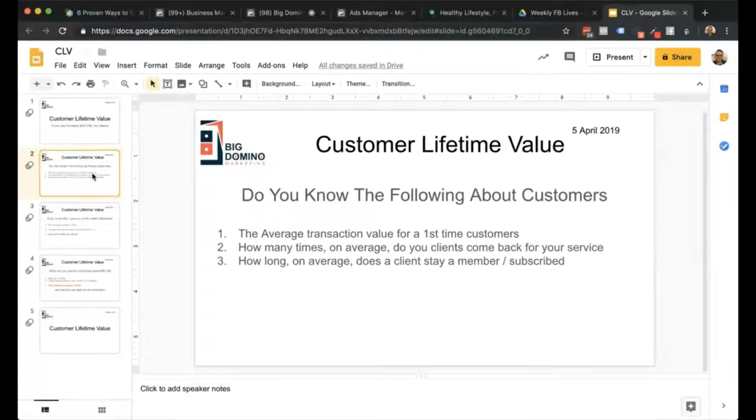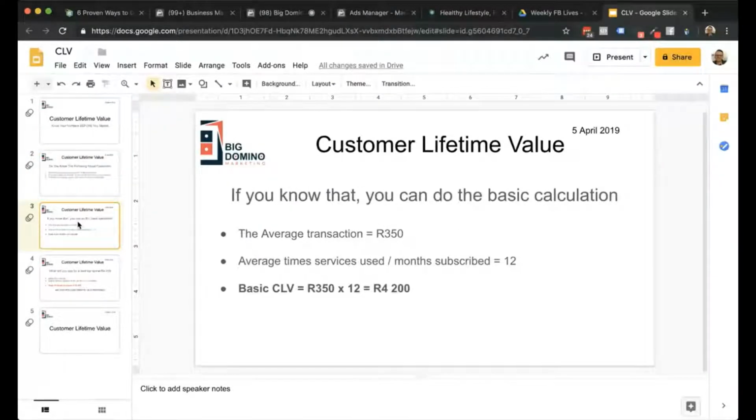Or maybe you own a gym. So that's like the next question. How long on average does a client stay a member or stay subscribed? So you own a CrossFit gym, and people come in, they subscribe, or they become a member. Do they stay there for 1 month, 6 months, 12 months? What is your strike rate or your customer retention rate when it comes to that? If you know those figures, you can work out what the customer lifetime value is of each client coming into your business. And again, we're working on averages.